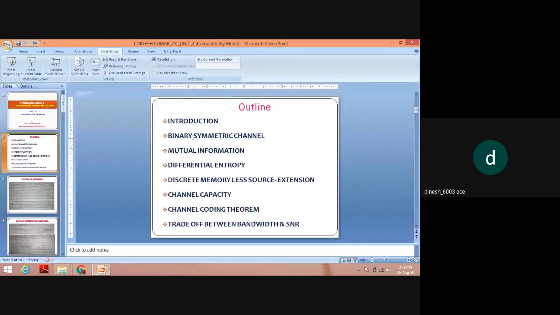In today's class we covered the binary symmetric channel, mutual information, differential entropy, discrete memoryless source extension, channel capacity, channel coding theorem, and the trade-off between bandwidth and signal to noise ratio. In the next class, based on all these things, we'll be solving problems.